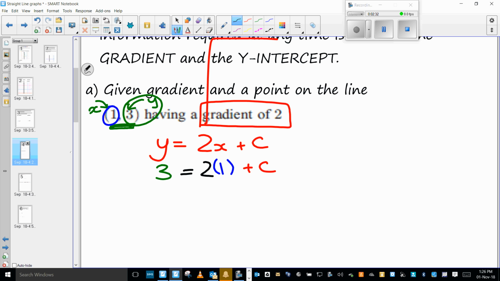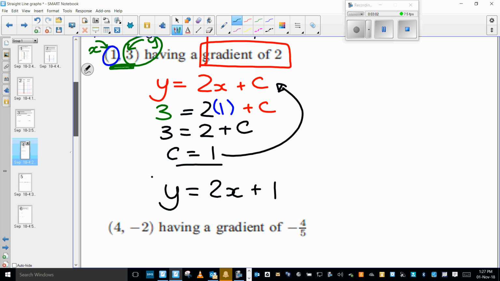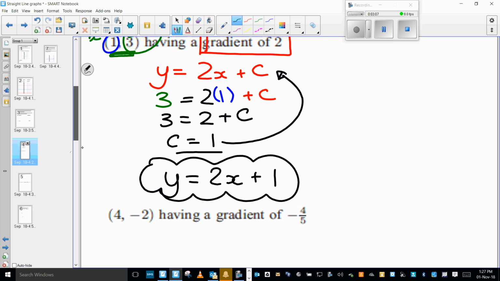So 3 is equal to 2 lots of 1, which is just 2, plus c. Rearranging that, c would be 1. You all happy with that? Let's just subtract 2 from both sides. So if c is 1, this goes back into the original equation up here. Our final answer is y equals 2x plus 1. Done. Okay? We are awesome.